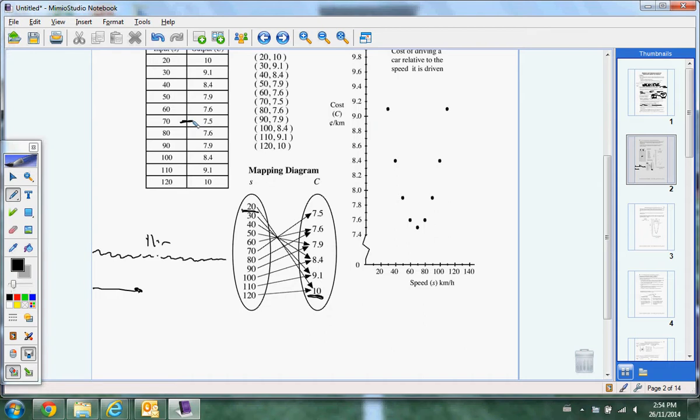So I was saying, in the mapping diagram, 20 and 120 both go to 10. We'll get into what is a function and what is not a function later, but the mapping diagram is just mapping. We only have 6 different values, so it's kind of symmetric. This one's the same, that's the same, that's the same. So it's just mapping your speeds to the price. Any other questions on those until we get to the next page?